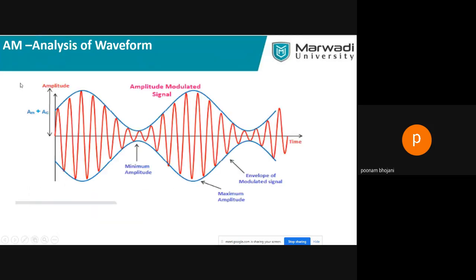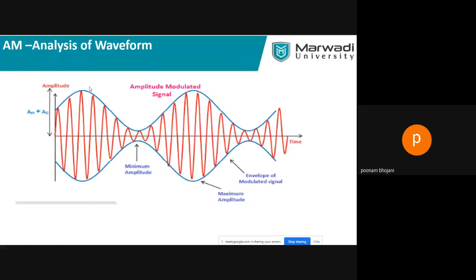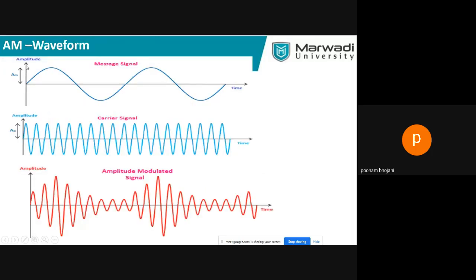It means you should keep it higher. If it is lower, then there will be some disadvantage. I will tell you what it will be. So if you are saying that this is the maximum amplitude of the modulated signal, then what will it be? AM plus AC. So the addition of this amplitude plus this amplitude will be the maximum peak amplitude of this signal. Can you see this peak? This peak is AM plus AC.